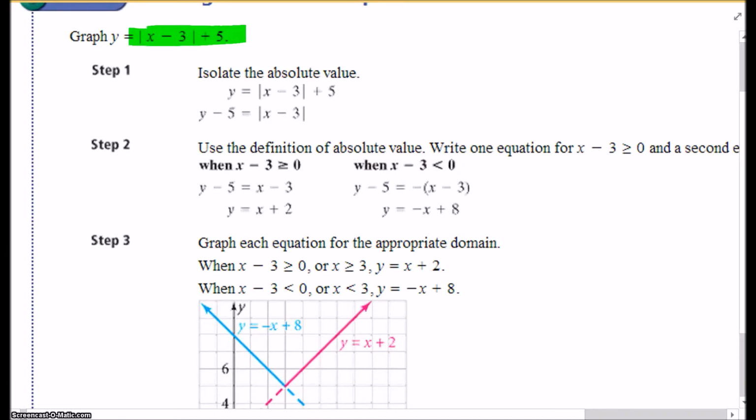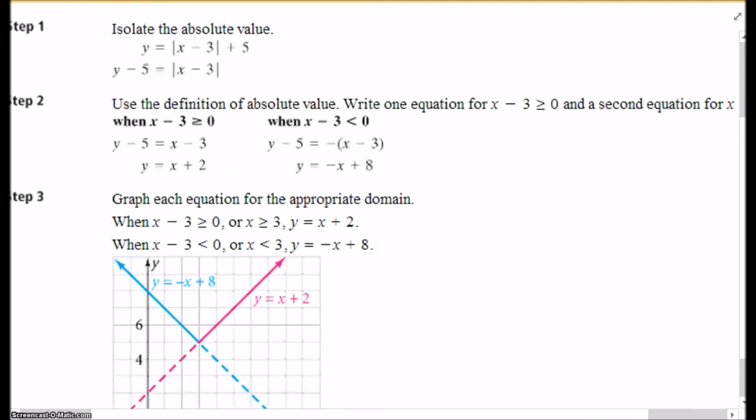What we did before, if you remember, we found the vertex using the negative b over m, comma c, and then picked a number above and a number below and graphed it. The other way is we can isolate the absolute value by itself like we did before. So in this case, we'll subtract 5 from each side. So we're going to get y minus 5 equals the absolute value of x minus 3.